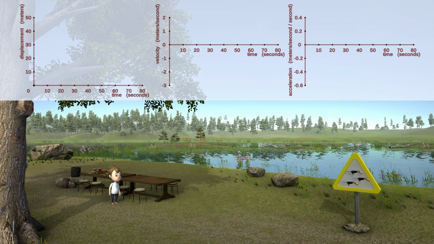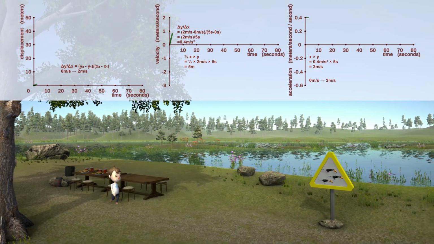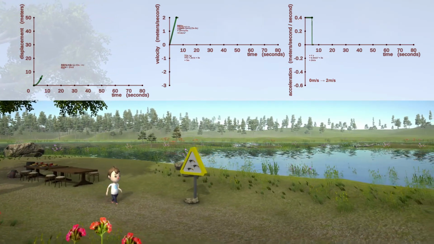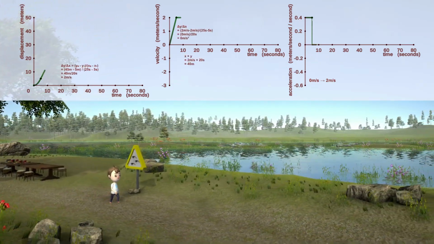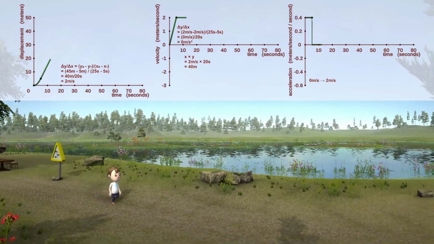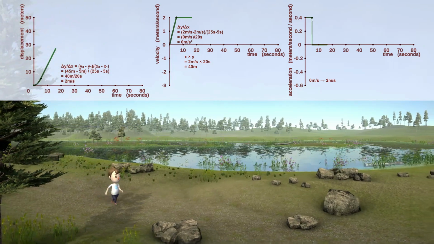Sam will soon set off with an acceleration of 0.4 meters per second squared. This acceleration will last for 5 seconds until he reaches 2 meters per second, which equals the acceleration multiplied by the time it was in effect for, or 0.4 meters per second squared times 5 seconds. He then keeps going at 2 meters per second for 20 seconds.